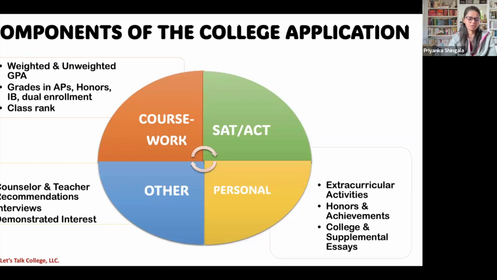They don't care that it was harder to get a B in an AP class than in a standard class. A B is a B is a B. So it's just weighed equally across the board. Then we'll have the grades in your higher level classes, so your AP classes, your honors classes.